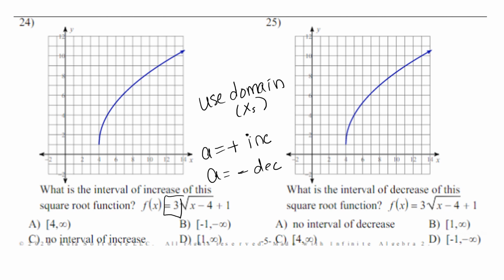So whatever your domain was, I can't go back to it, but it is from this x value 4 out to positive infinity. So that should be answer choice A for interval of increase. And your interval of decrease, does it ever fall down? Heck no. So there's none, or no interval of decrease.